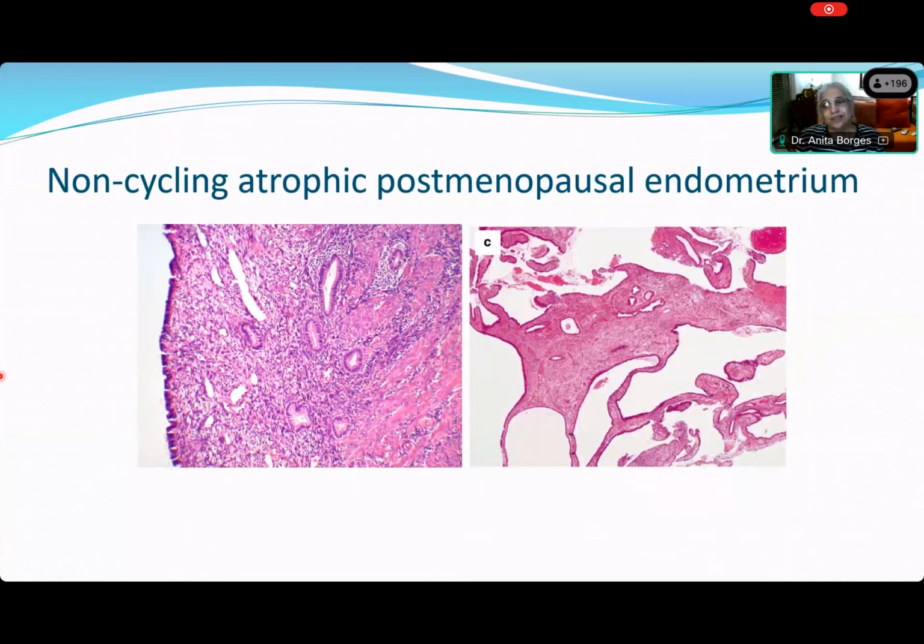Now, this is a non-cycling atrophic post-menopausal endometrium. And I'm sure you know by now the meaning of non-cycling. You see this? Here is the basalis. You can see the basalis layer. You begin to see something else. This is obviously taken from a hysterectomy. And you see that there is an endometrial lining.